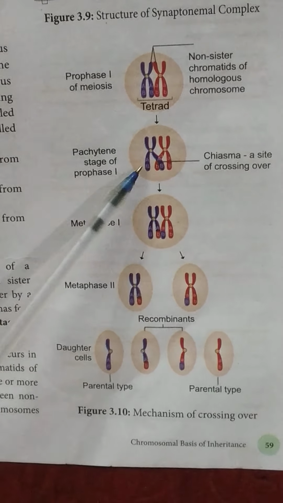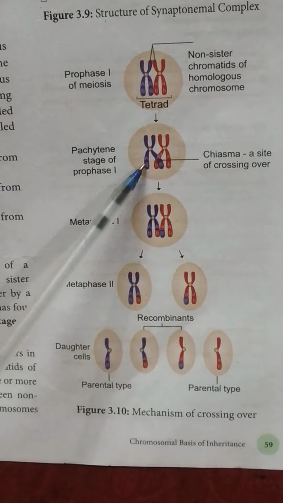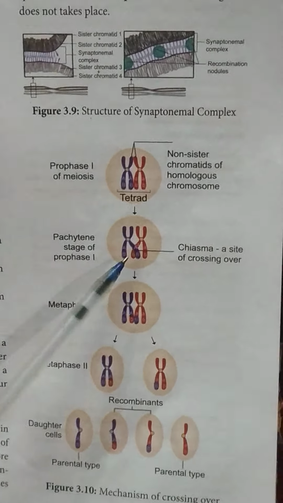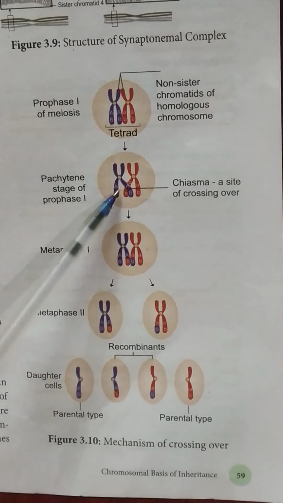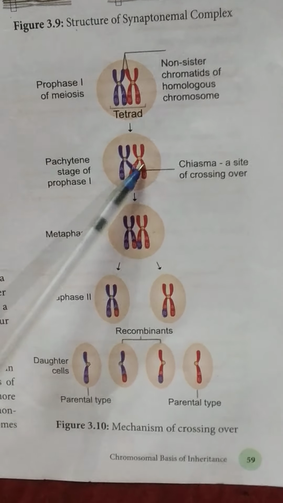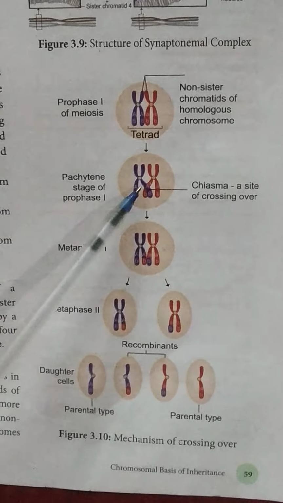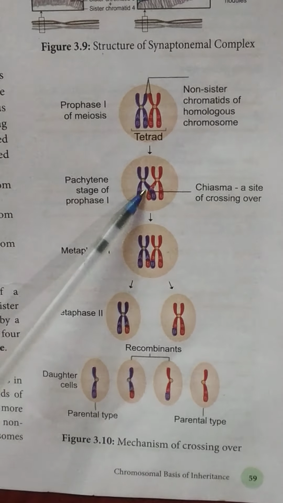Then the second stage is called tetrad formation. In this bivalent condition, there are four chromatids which are paired, and this stage is called a tetrad. Tetra means four. So there are four chromatids present. These two are called sister chromatids, and these are referred to as non-sister chromatids. So this is the second substage, called tetrad formation.